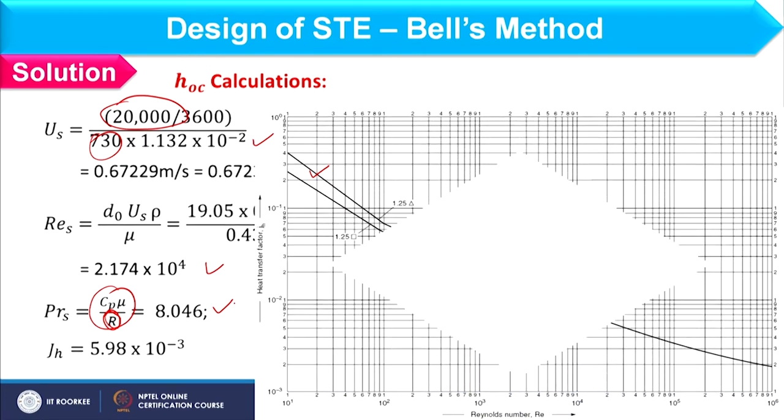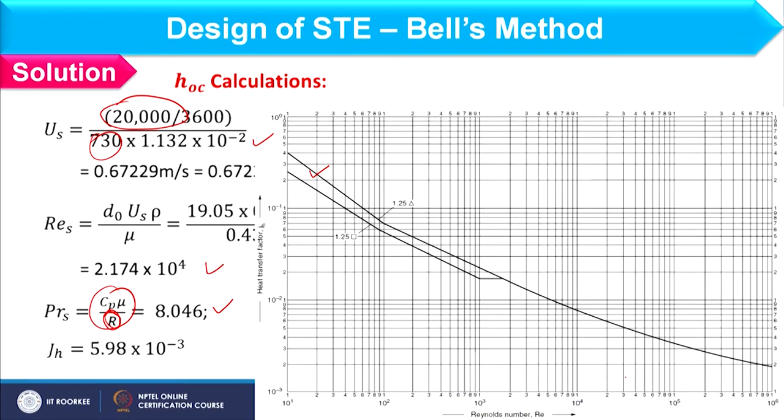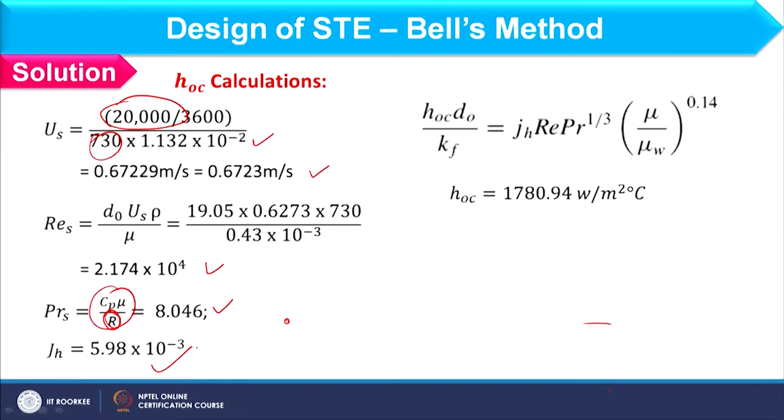So depending upon the Reynolds number, like 2.17, somewhere it will lie over here, and here you can read this value, so value will come almost equal to 6. So value of JH you can obtain as 5.98 × 10⁻³. So considering all these values, you can use this expression where you can neglect viscosity correction factor, and HOC you can obtain as 1780.94 W/m² °C. Here this W should be capital. So in this way you can find out HOC value.